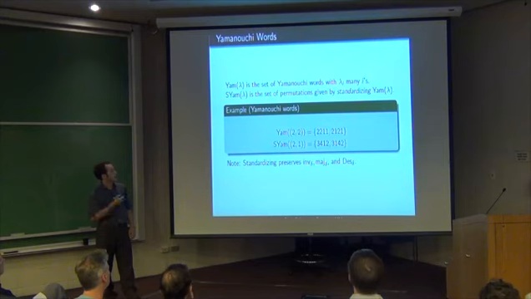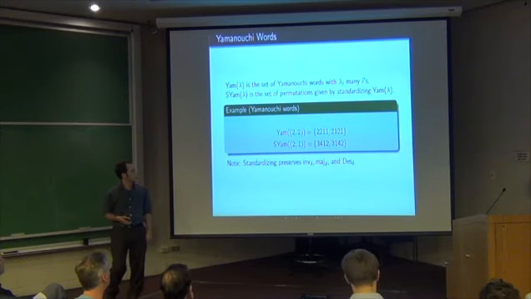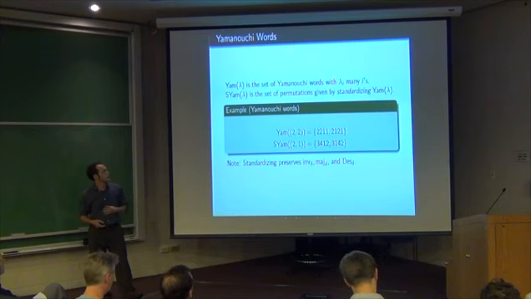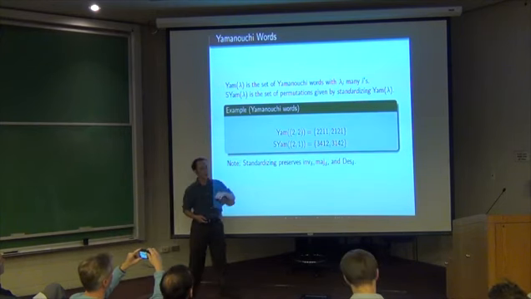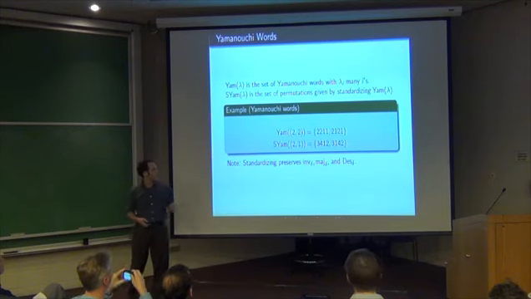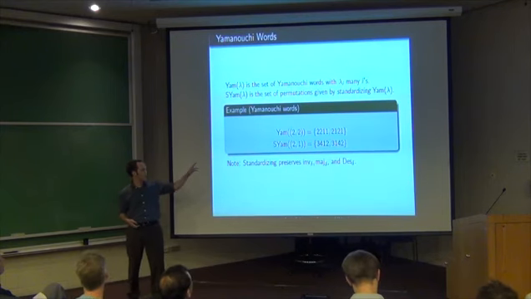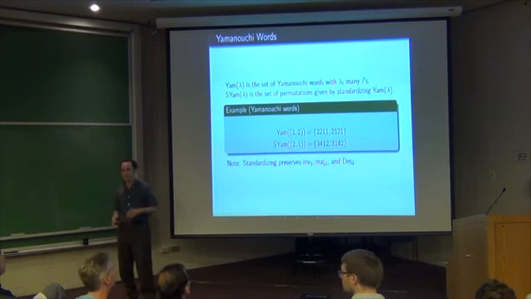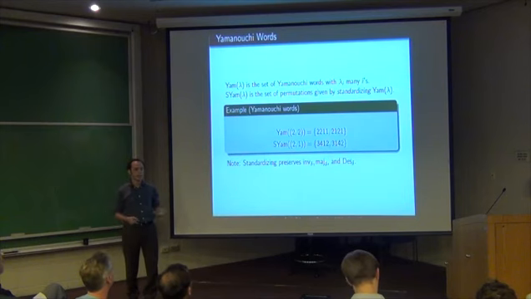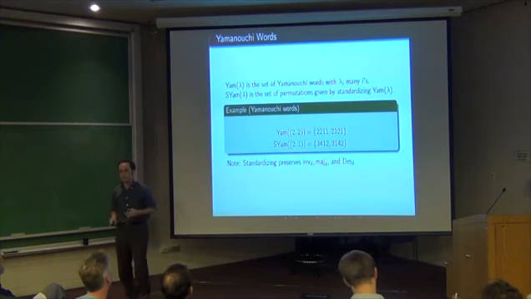Then I'm going to go ahead and call Yam lambda the set of Yamanouchi words with lambda_i many i's, talking about the content. SYam lambda is the set of permutations given by standardizing that. So in particular, Yam 2,2 has 2 1s and 2 2s. In SYam, I've just taken the 2 1s and turned them into 1 2. I took the 2 2s and turned them into 3 4. And the fun note is that when you standardize, you're preserving your inversions, your major index, and your descent sets. So it behaves nicely with respect to that.